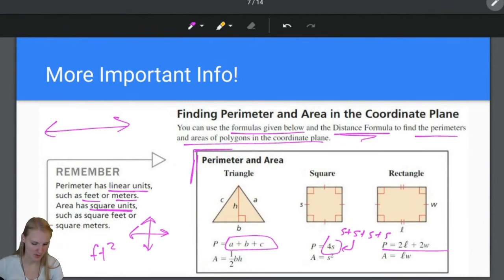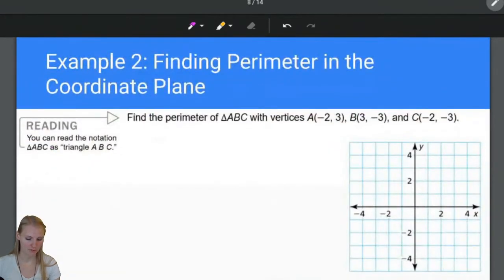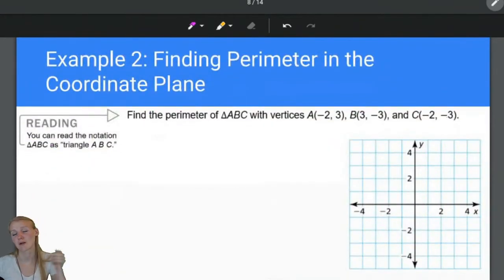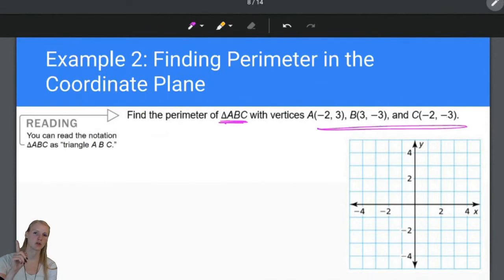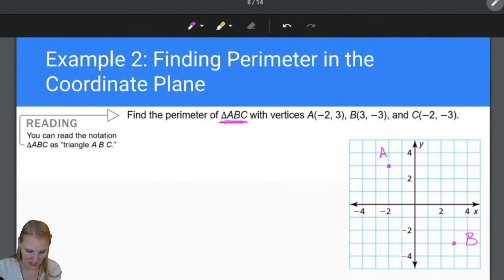Okay, alrighty. Moving on to an example. First, we're going to find perimeter in the coordinate plane, and then we're going to find area in the coordinate plane. So, first, find the perimeter of triangle ABC, and that's how you read this, is triangle ABC, with these vertices. Very first thing I'm going to do is picture. Picture, picture, picture, picture. And I'll show you why a picture is so helpful after we draw it. So A is -2, 3. B is 3, -3. And C is -2, -3.